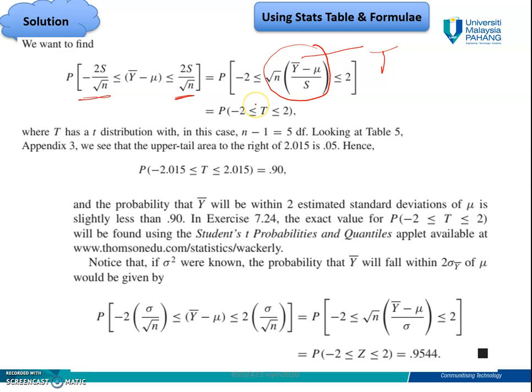So now look at your statistical table, the T table. Instead of Z, instead of chi-square, now you look at the T table. If you refer to your statistical table, it will give you table 5, page 34. Okay, page 34.